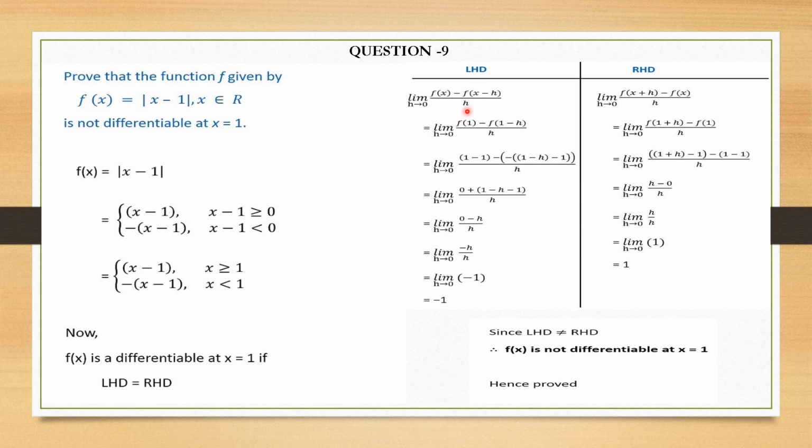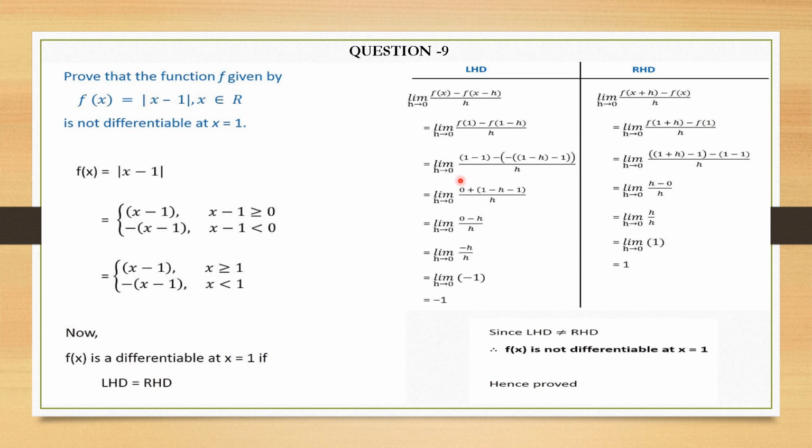To balance the negative sign, we have shifted the numerator to f(1) minus f(1 minus h). If you want to retain the negative sign in the denominator, that is okay too, you can go for that. This is the reason why we took f(1) first and then f(1 minus h). So where should we put 1?